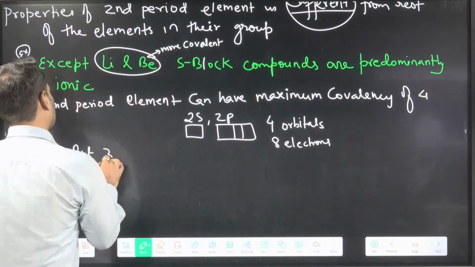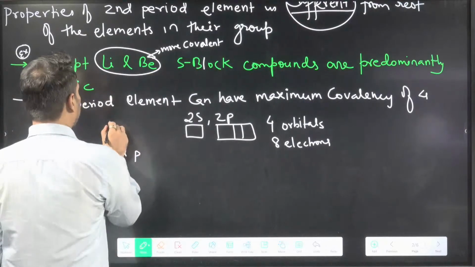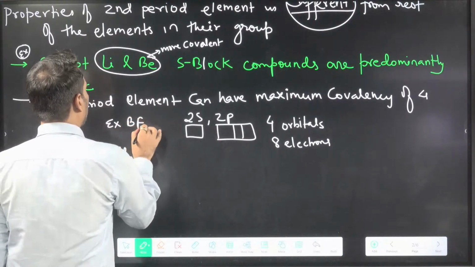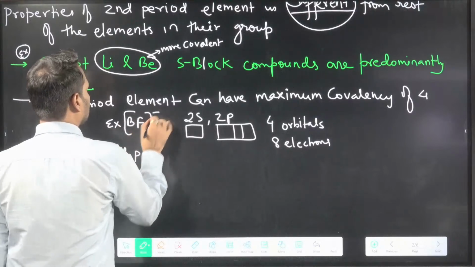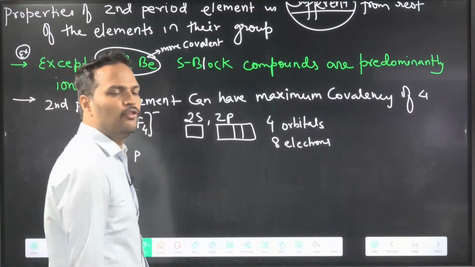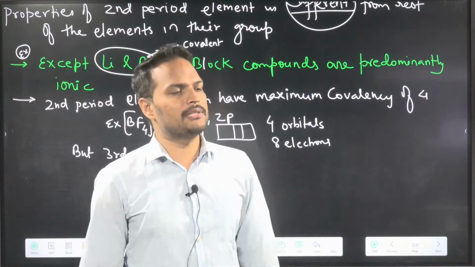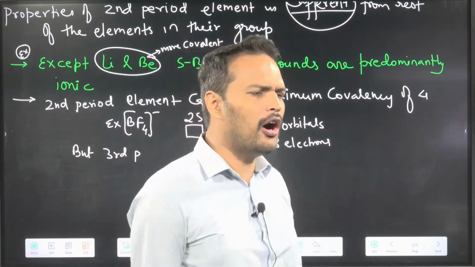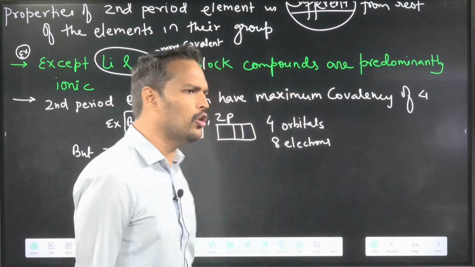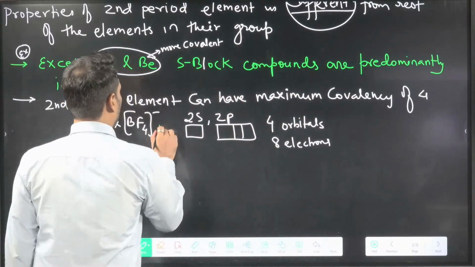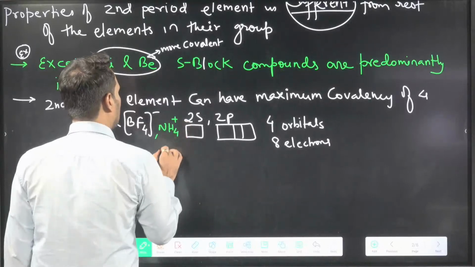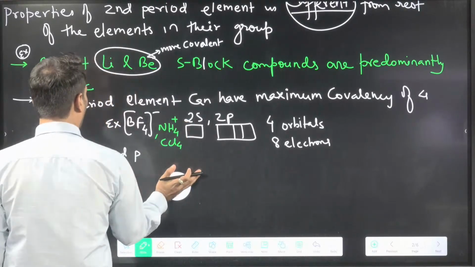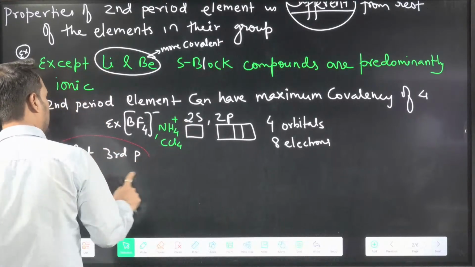But third period onwards. Example you can take, suppose BF4 minus. Boron can form maximum 4 bonds. Carbon can form maximum 4 bonds, CCl4. They can never form more than 4 bonds. So BF4 minus, NH4 plus, CCl4 all are having how many bonds?